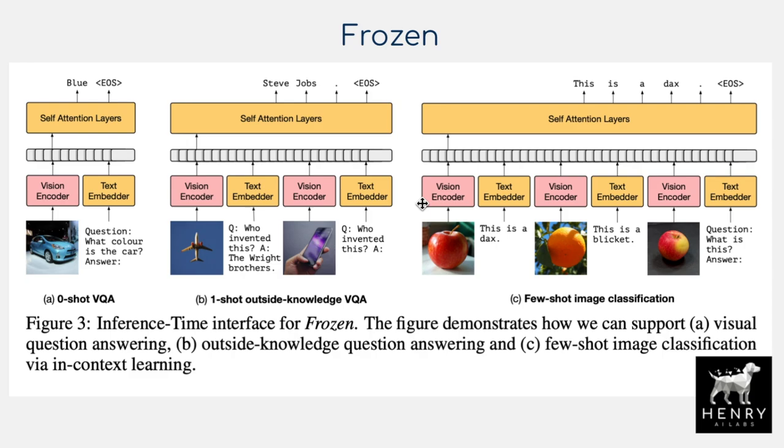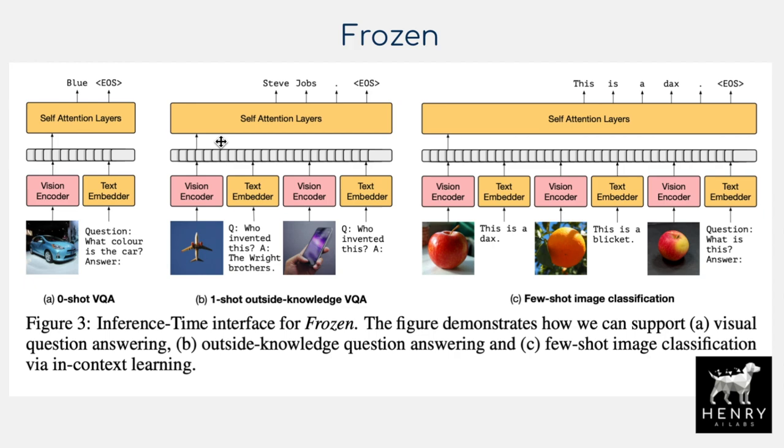a new description of the object, the Dax, Blicket that we'll describe later, and then also image captioning is how it's trained. So we'll get more into the details of how exactly this works, but the high-level overview is that you freeze the parameters of the pre-trained language model, hence the name Frozen. You take images, you encode them with a vision encoder, map them to, in this case, two tokens. So the vision encoder has that vector representation and then funnels it into two tokens to append to the representation.